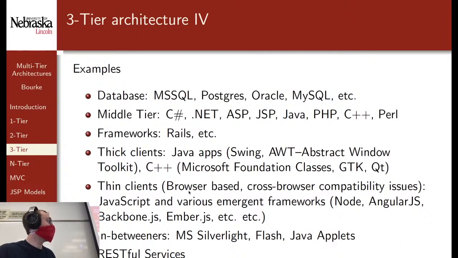You could have thick clients that also connect to your database or something, right? Your Swing application could be connecting to your remote database and pulling data or something. You could have thin clients, which is basically just web apps, right? It's a web page that connects to your middle tier. You could also have in-betweeners. All three of these are dead.